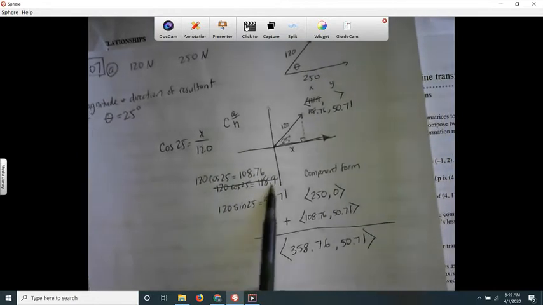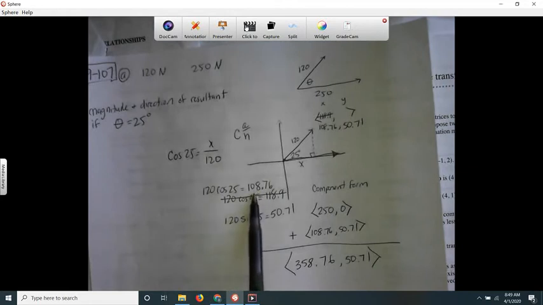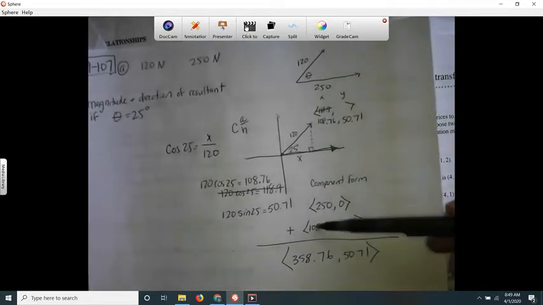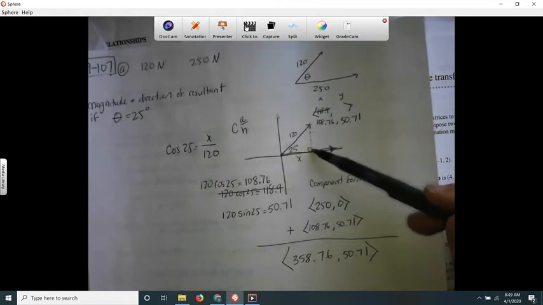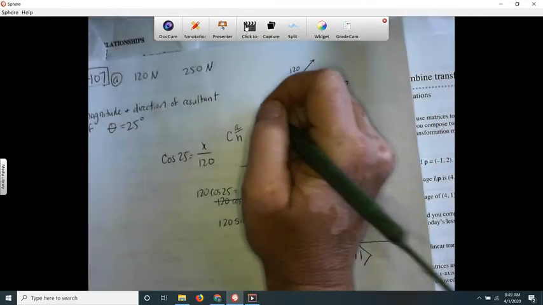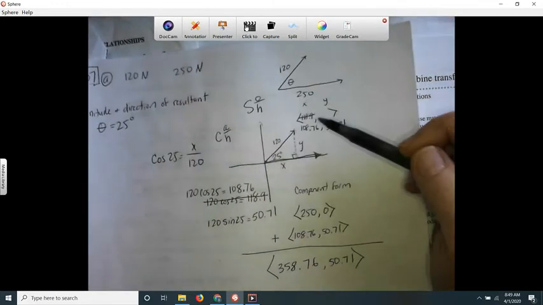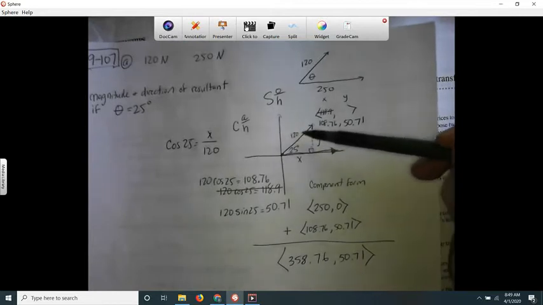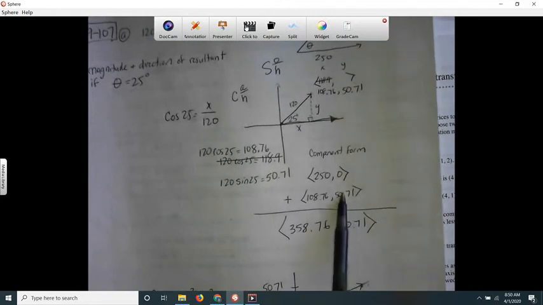You can see I did it wrong at first because I had radian mode, but then I found out and put it in degree mode. This gives me this side length right here, which is the x part of my component form. And then how do you think I could get this length? Well, this is opposite over hypotenuse. So sine of 25 is y over 120, then I multiply both sides by 120, and I get 120 times sine of 25, which is 50.71. That gave me the y part of my component form.